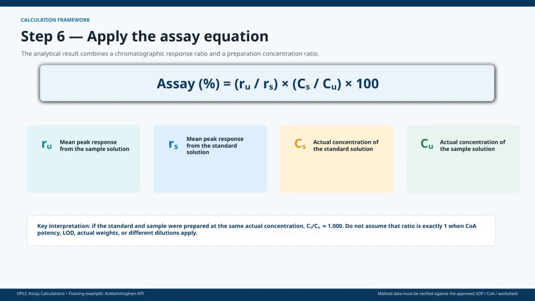Now, let's focus on step 6, which involves applying the assay equation in HPLC assay calculations, using acetaminophen as our example. It's crucial that all method data you use is verified against the approved standard operating procedure, certificate of analysis, or worksheet to ensure accuracy. The assay result itself is calculated by combining two key ratios, the chromatographic response ratio and the preparation concentration ratio.